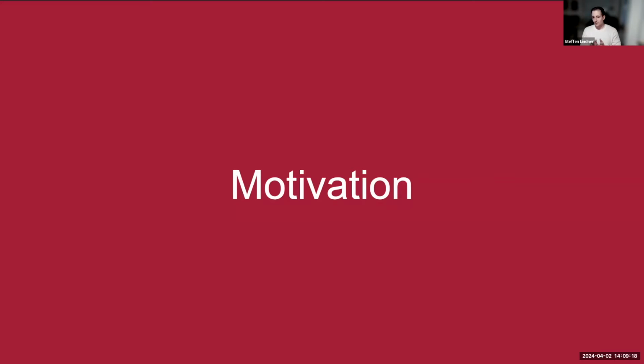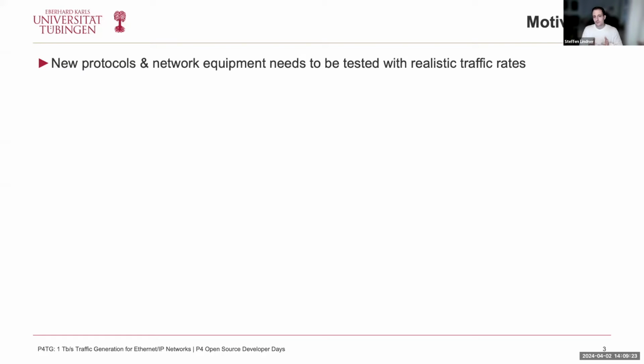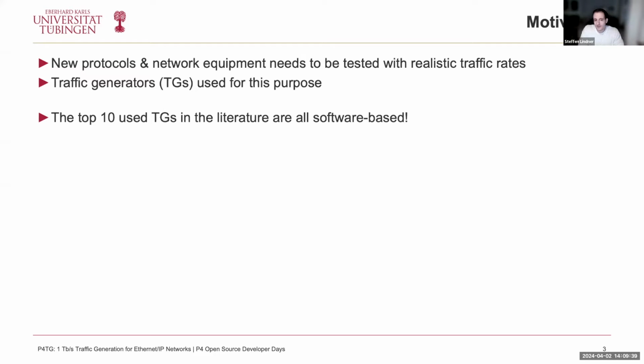Okay, what is the motivation for this talk and for P4TG? When we develop new protocols or new network equipment, we need to test them with realistic traffic rates. And nowadays, realistic traffic rates are 100 gigabit per second or even more. And typically, traffic generators are used for that purpose. But when we look into the literature, the top 10 most used traffic generators are all software-based. There are tools like iPerf2, iPerf3, NetPerf, MoonGen, T-Rex, and many, many more.